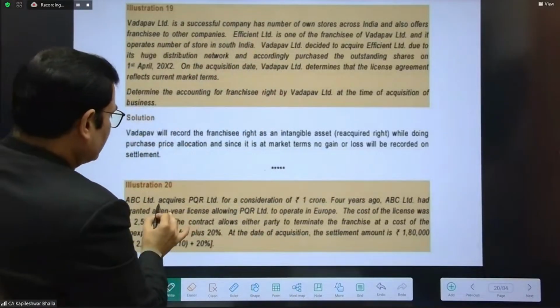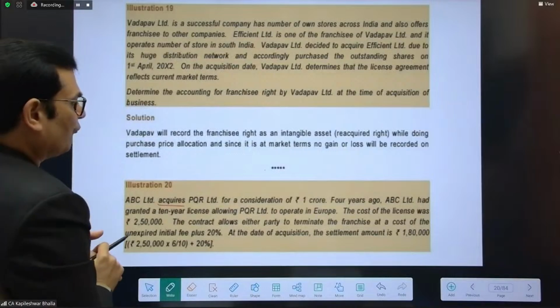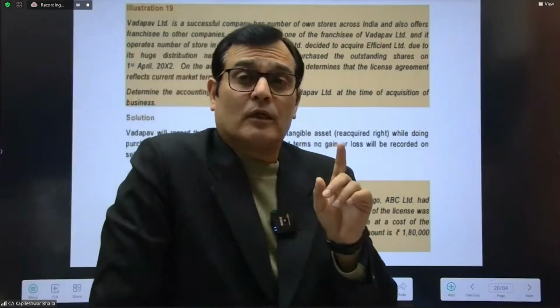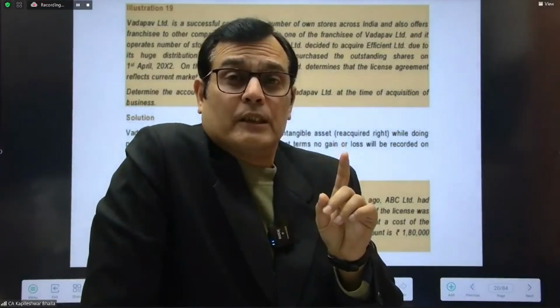It says ABC acquires PQR for a consideration of 1 crore. This 1 crore paid would also include the penalty for termination of the earlier agreement. Correct.